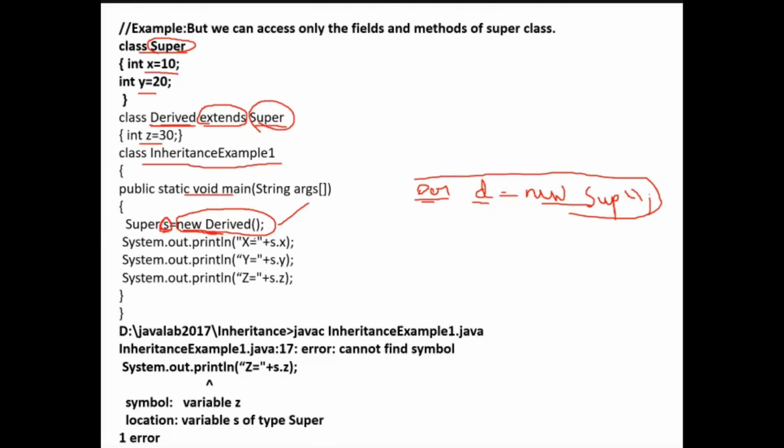For example, s.x. This x is a superclass member, so I can access it. And y is also a superclass member, so I can access it. But z is a derived class member. By using a superclass reference, I cannot access this derived class member z. So I will get an error: cannot find symbol, variable z, variable s of type Super.